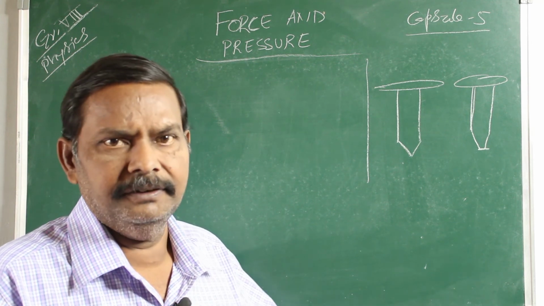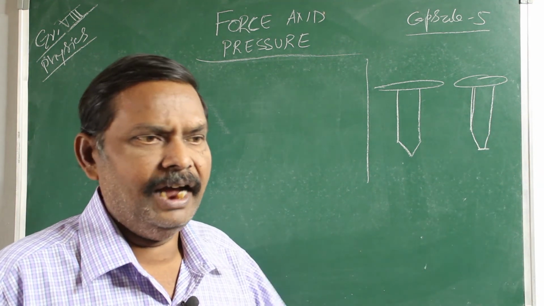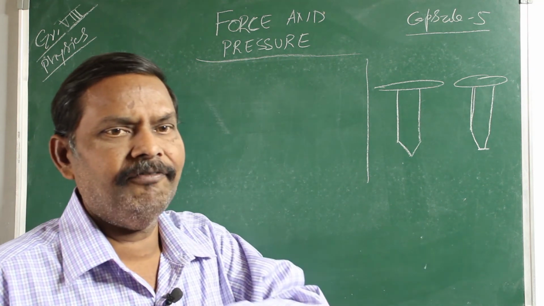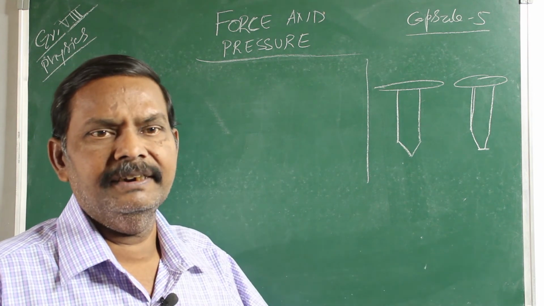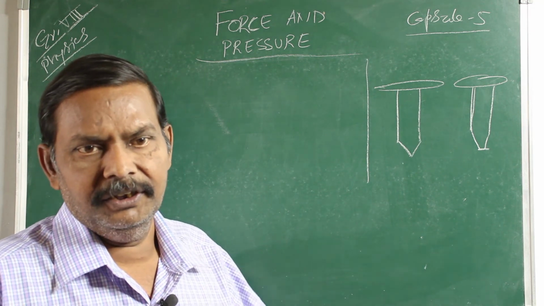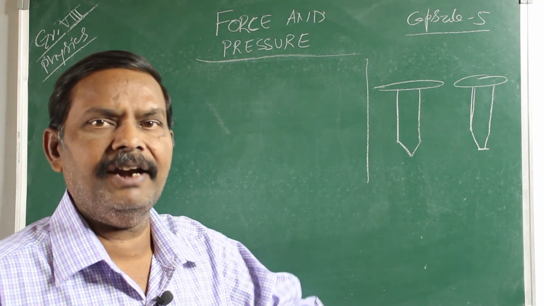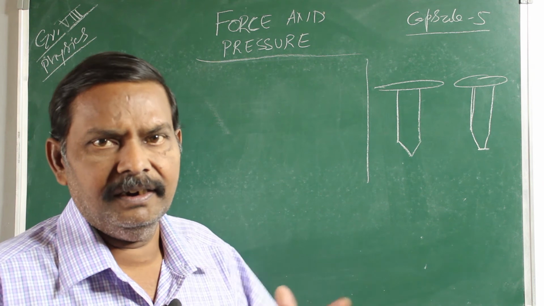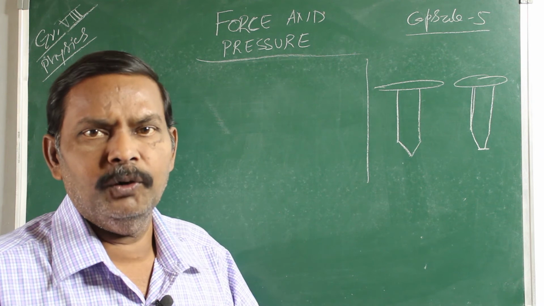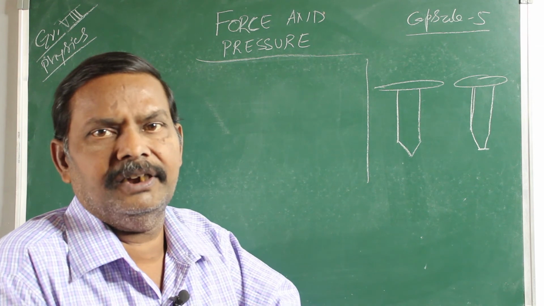assume a lady walking on the seashore on sandy soil, and two people are walking, for example, and one person is wearing a flat chappal, the second person is wearing a sharp-edged high heel. Who can walk comfortably? The answer is the person wearing the flat chappal. With a flat chappal, the area of cross section is more. When the area of cross section is more, the pressure will be less, so the feet cannot sink into the soil.